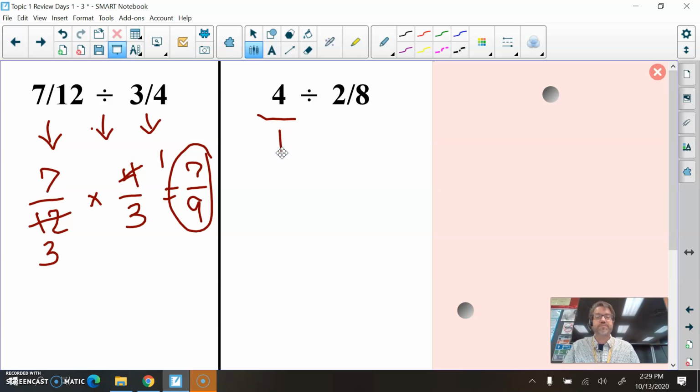4 over 1. All right, divided by 2/8. Okay, so we keep this first one the same, 4 over 1. And we change dividing to multiplying.